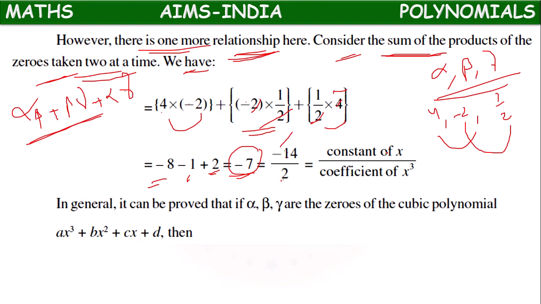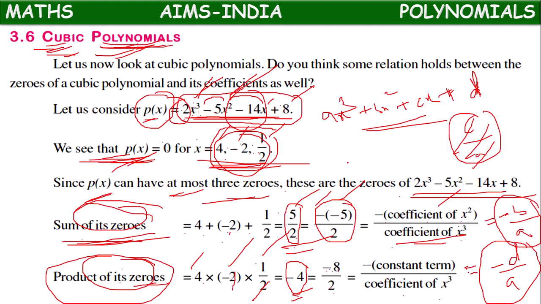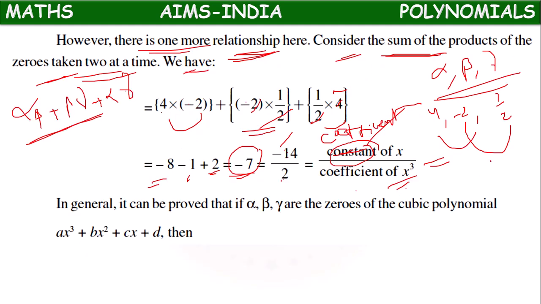Here minus 14 is not the constant, it is the coefficient. Spelling mistake. It is the coefficient of x by the coefficient of x cube. The coefficient of x means here c, so we have c by a.